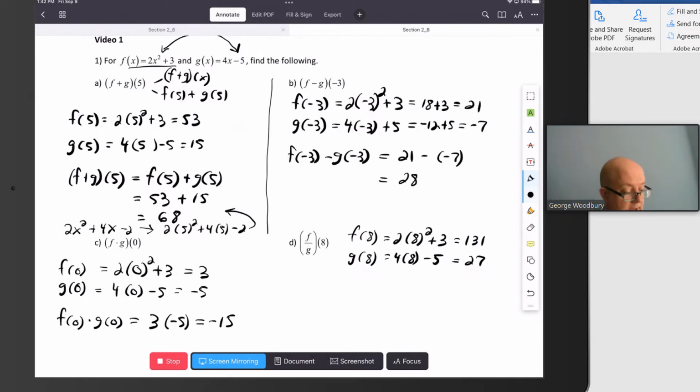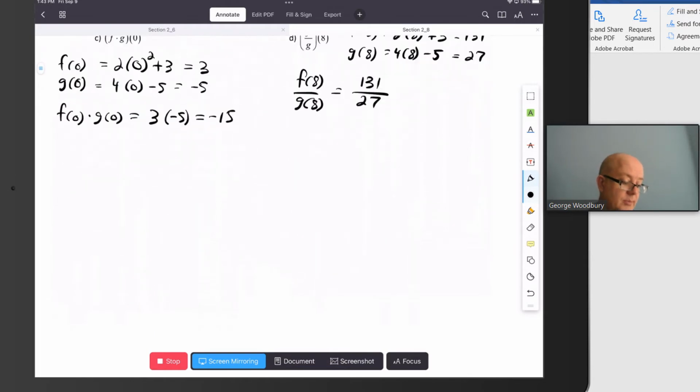And so f of 8 over g of 8 is 131 over 27. That fraction's already in lowest terms because the only factors of 27 are powers of 3, but 3 does not divide into 131 evenly. Now, as I mentioned, you could have combined the formulas first by subtracting, multiplying, or dividing them, and then substituted after, and you'll get the same result.